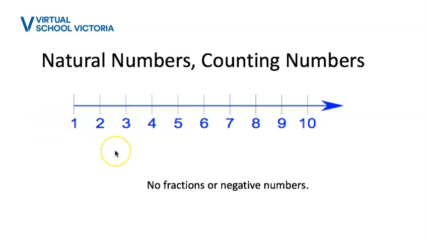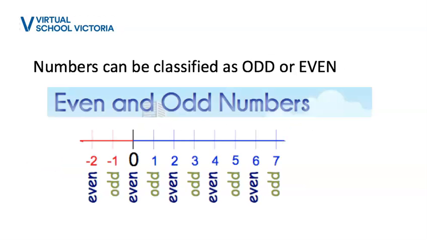A number system starts with the counting numbers or the natural numbers, and they are always whole numbers and they count quantities, so we can have 3 things or 4 things. Our whole numbers, our natural numbers, can be broken up into odd and even, and you can have odds and evens even in the negative numbers, the ones that are less than 0.